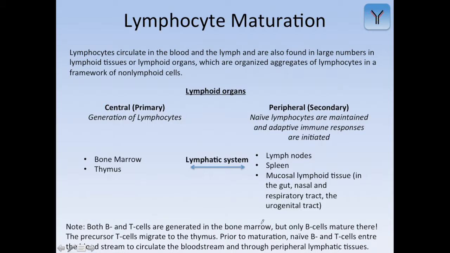But one note we have to talk about here is that both B and T cells are generated in the bone marrow, but only the B cells mature here. The precursor T cells migrate to the thymus. Prior to maturation, naive B cells and T cells enter the bloodstream to circulate through the bloodstream and through peripheral lymphatic system tissues.